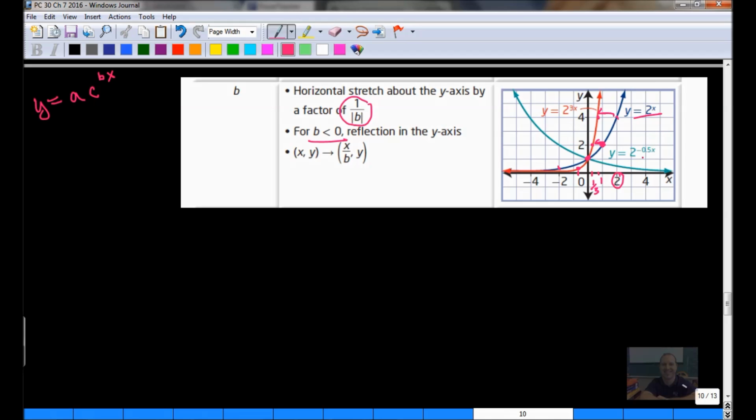have a horizontal stretch by a factor of 1 over 0.5, which is actually 2. So everything is doubled from the original graph here. And it's also reflected about the y-axis. Okay? So just like b did before, b reflects everything sideways. Okay? Sideways. Yeah.